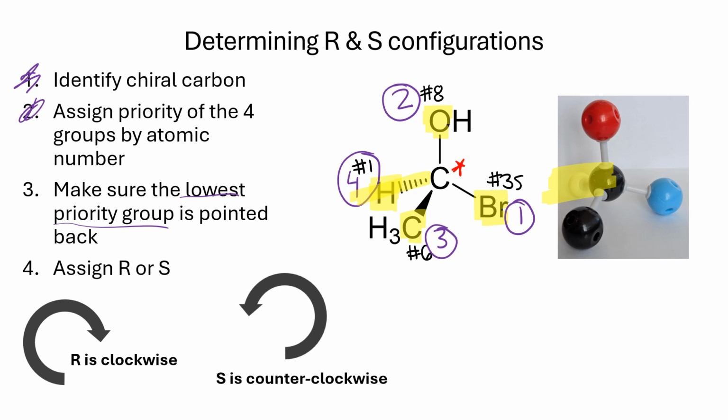And then we just assign R and S from there by connecting 1 to 2 to 3. So I'll use my cursor, 1 to 2 to 3. I'm moving my cursor in a counterclockwise direction. That will give us an S configuration.